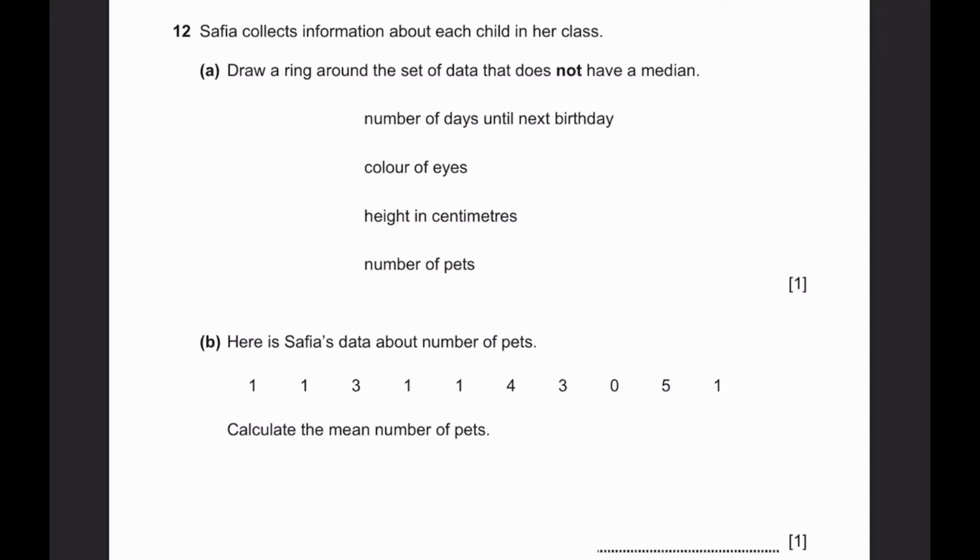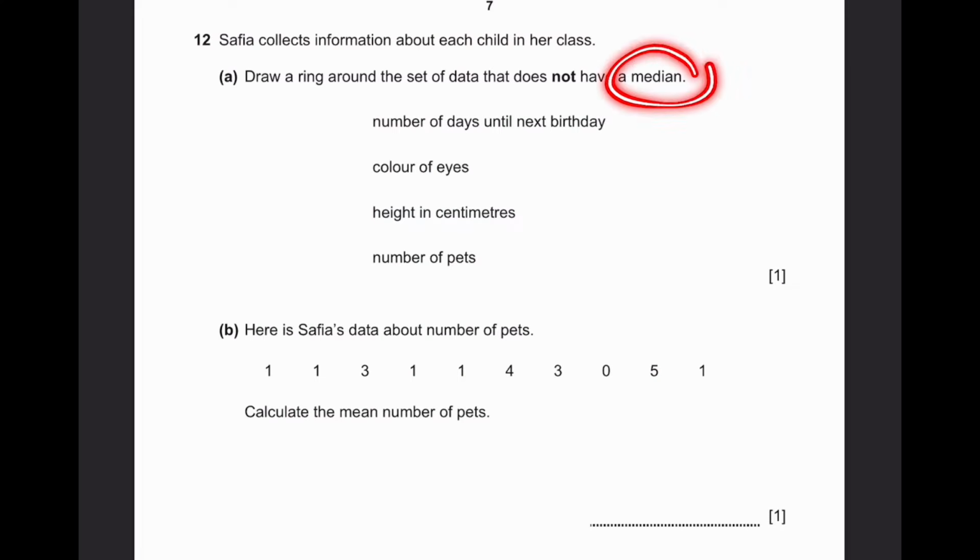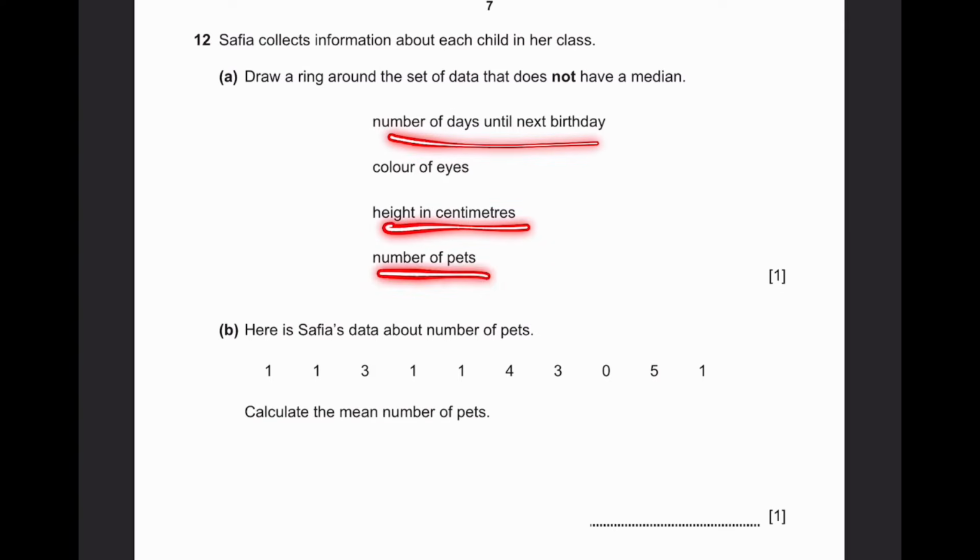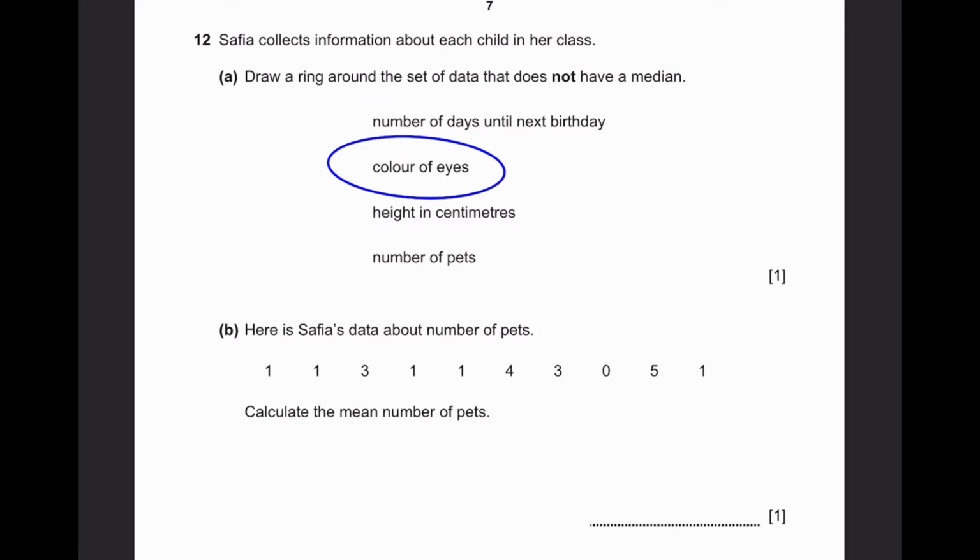Software collects information about each child in a class. A. Draw a ring around the set of data that does not have a median. Well, in order to take the median of any set of data, we need to be able to arrange them in ascending order. That means we need to have them in numbers. And these three can be written in numbers. But color of eyes cannot be written as a number. It has to be written in words as a color. So you cannot have a median color of eyes.